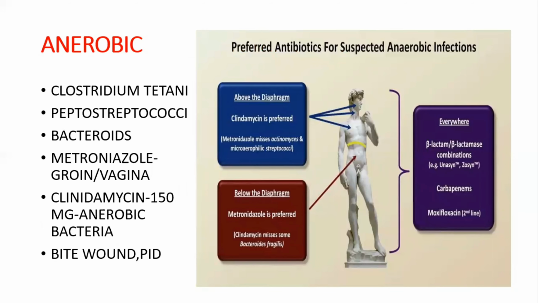Anaerobic coverage: preferred antibiotic for suspected anaerobic infections above the diaphragm is clindamycin. Metronidazole misses actinomycetes and microaerophilic streptococci. Below the diaphragm, metronidazole is preferred. Clindamycin misses some of the Bacteroides fragilis, and everywhere beta-lactams, carbapenems and moxifloxacin work. Anaerobic infections include Clostridium tetani, Peptostreptococcus, Bacteroides, and metronidazole for vaginal infections, and clindamycin 150 mg for anaerobic bacteria and bite wounds and pelvic inflammatory disease.